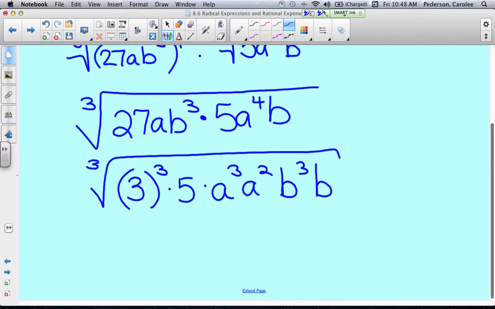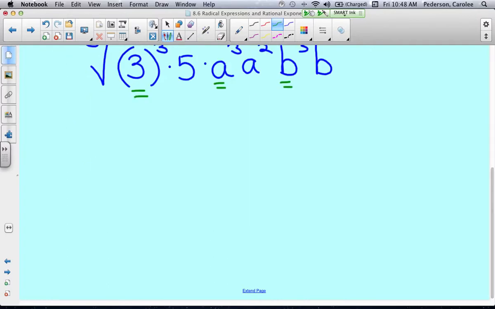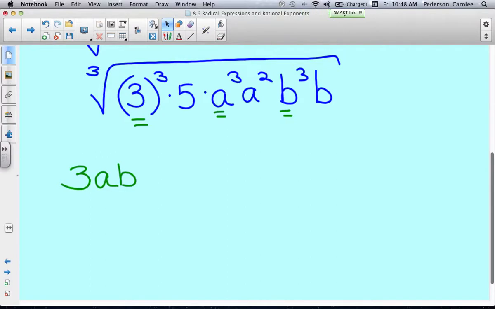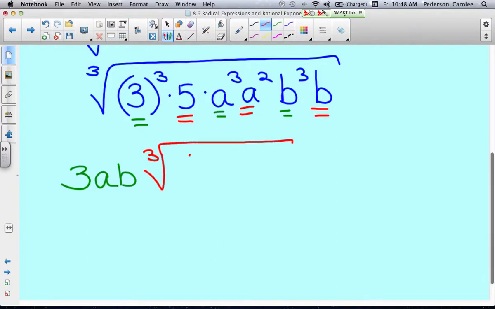Now the things that are going to pop out are anything that's raised to the 3rd power. So 3, a, and b. So those will go out in front of the radical. Because the cubed root of 3 cubed is 3, the cubed root of a cubed is a, the cubed root of b cubed is b. Now what's left is the pieces that are not cubed. So now we have cubed root of 5a squared b.